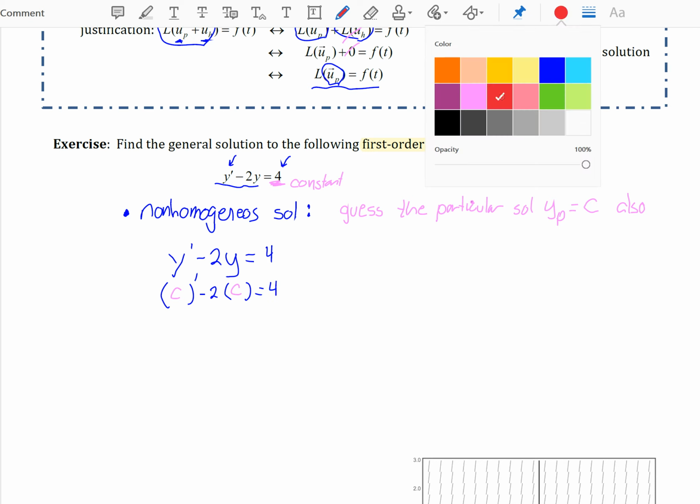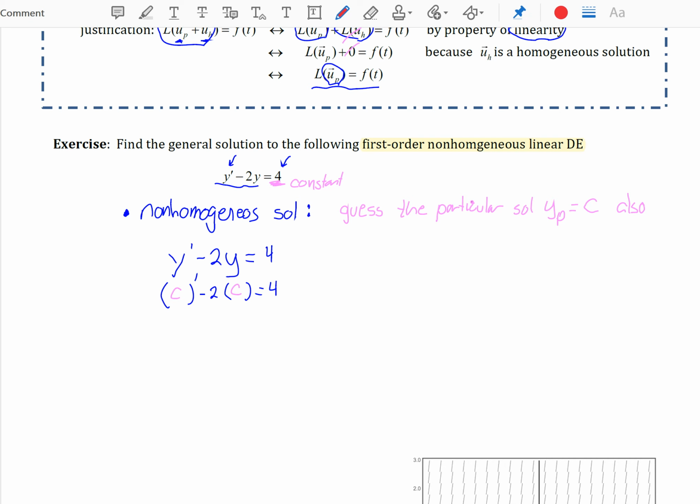Notice that our first term, the derivative of a constant: because this is a constant, the derivative is 0. What this leaves is an equation that can be solved for c. Here I have negative 2c equals 4. I think that would mean that c would have to be negative 2.